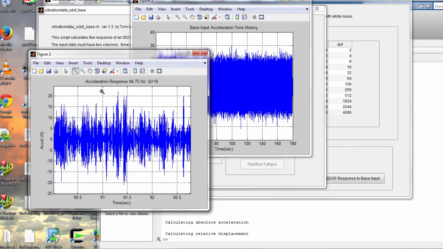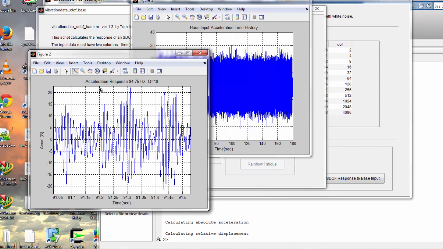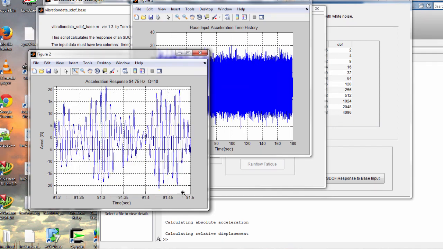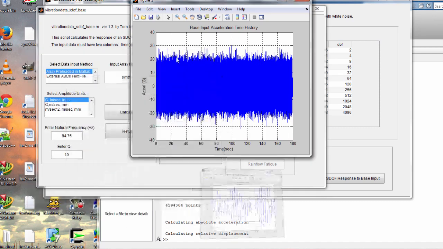So I'm going to do some successive zooming in. And you can see the frequency content is fairly sinusoidal. So if we took the number of peaks over a given duration, we would find that that comes out to be about 95 hertz. But the amplitude itself is varying in a random manner. So what we have here is a narrowband random response. We've talked about that before.